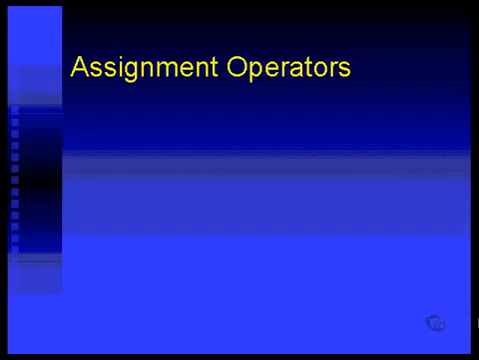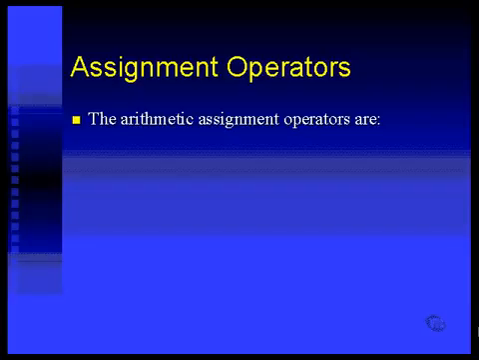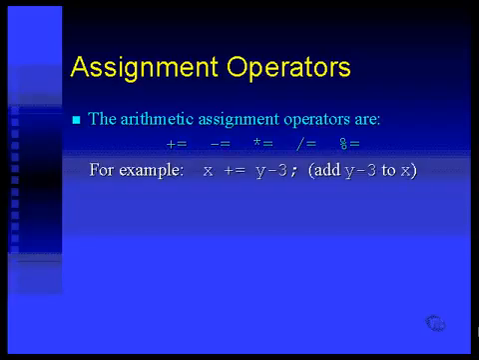An assignment operator is actually a combination of a regular arithmetic operator, such as plus or minus, and also an equals assignment statement. Let's have a look at the 5 arithmetic assignment operators. They are simply plus equals, minus equals, multiply equals, divide by equals, and modulo equals. Let's see an example of one in operation. We might say x plus equals y minus 3.